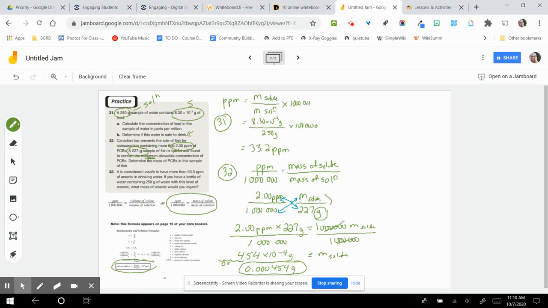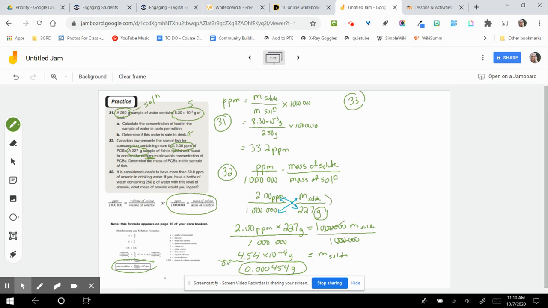Alrighty, and we'll just check our significant digits. There's 3 digits in both numbers in our calculation, so 3 digits here. Remember, leading zeros don't count, so that's good. Okay, question number 33.